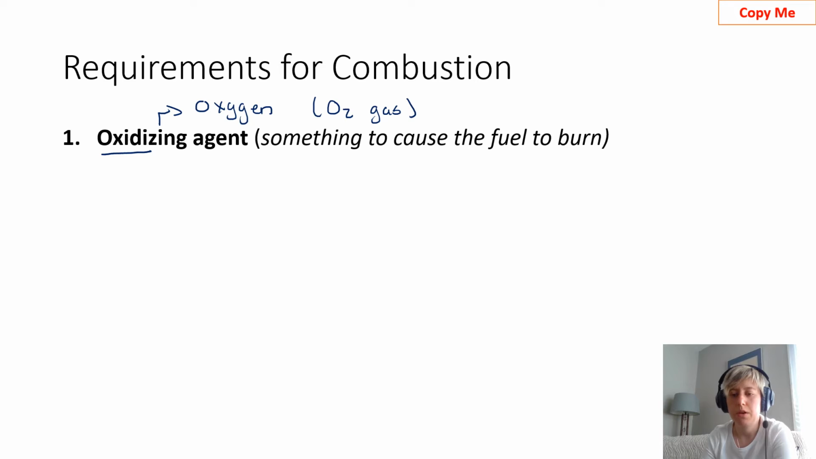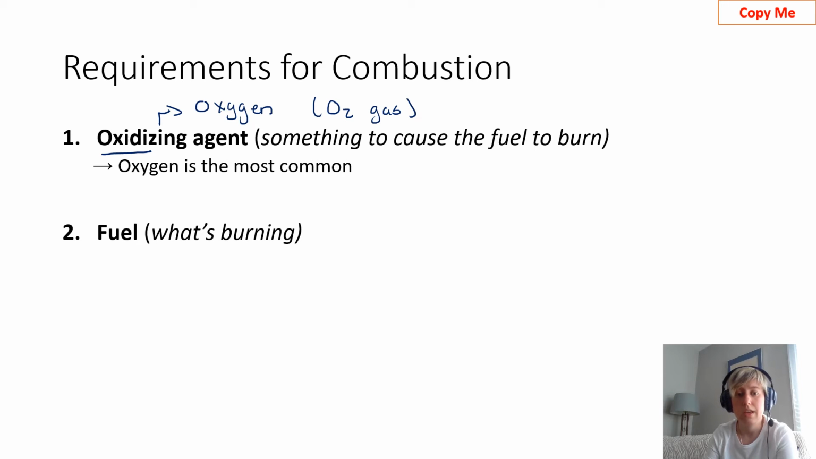You'll have your oxidizing agent of oxygen in a liquid form, specifically because, when you're in outer space, you don't have access to atmospheric air and you don't have access to oxygen in gas form. So you would have it in a liquid form or in a solid form. So you need to have an oxidizing agent, something that is going to cause the fuel to burn. The second thing that you need to have is fuel, the thing that is burning.